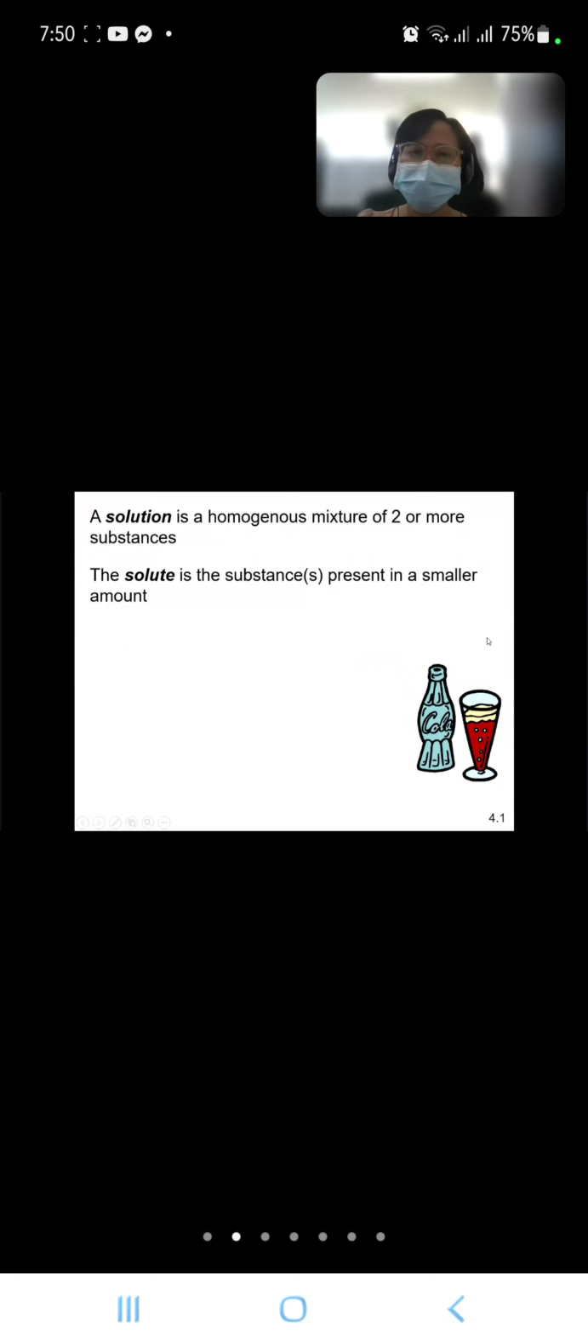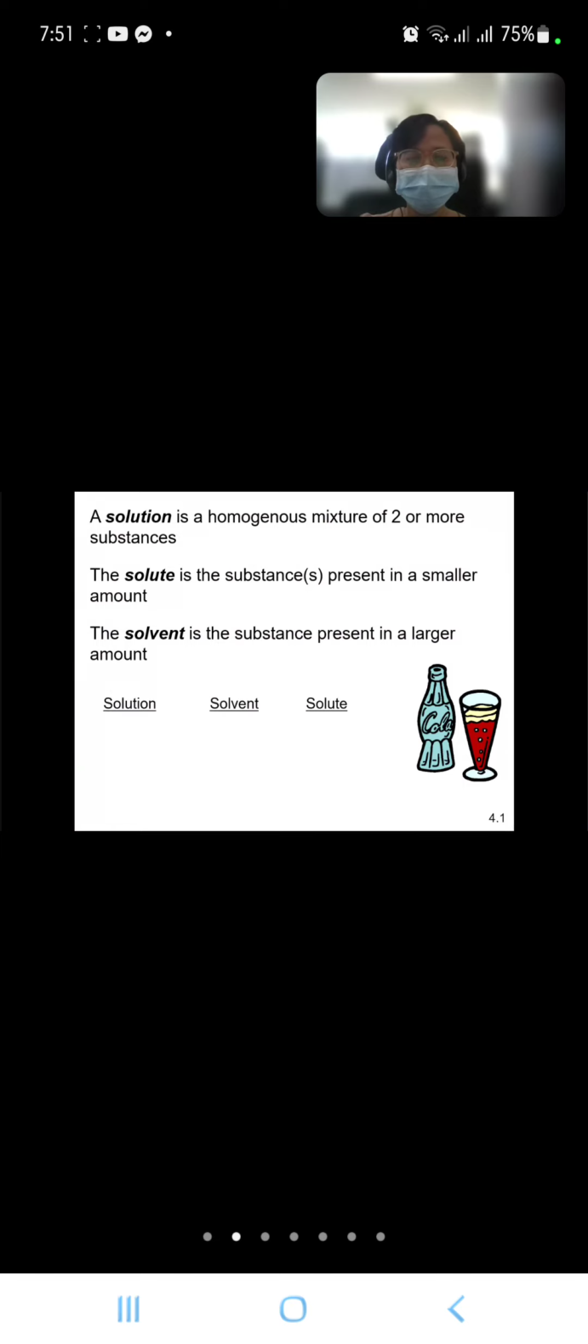Okay, so a solution is a homogeneous mixture of two or more substances, which is composed of a solute, a component present in smaller amount or quantity, and another component, which is the solvent, present in larger quantity. So we have here examples of a solution like soft drinks. Water is our solvent, then sugar, carbon dioxide, and other substances mixed in the soft drink are considered as solute.